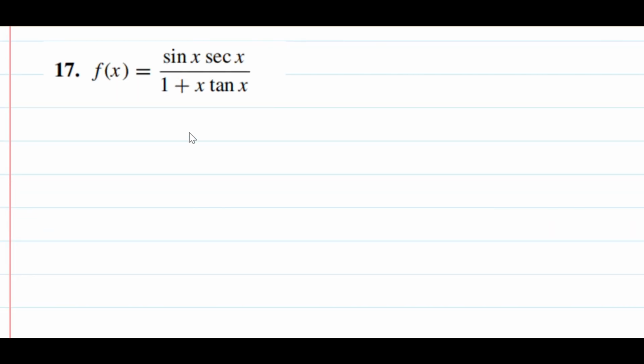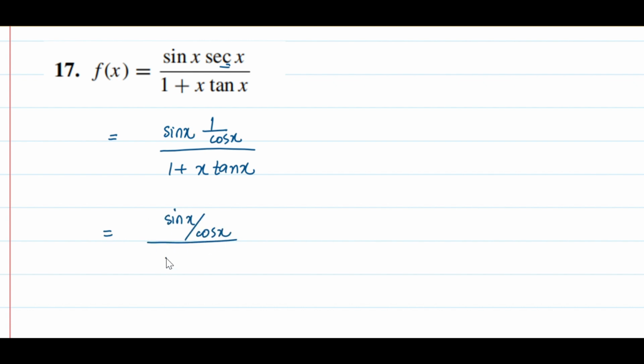Sometimes you have this type of function. So how could we solve it? Before using the quotient rule directly, first you need to simplify this. And you know that secant x can be written as 1 over cos of x, and the denominator is the same. So it will become sin x over cos of x. And you know that sin x over cos of x is equal to tan of x, so we have tan x over 1 plus x tan of x.